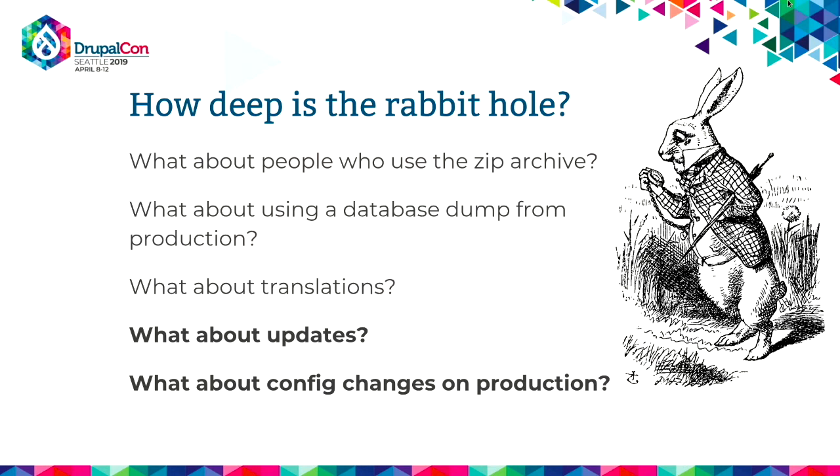The same goes for changes to configuration on production. Especially with configuration in different environments, it's very suggestive that you could have environment-specific configuration on production, and then you change it, and we don't really have any way of dealing with this. You could say, okay, we ignore it, like config ignore does, but then you don't have any way of updating it anymore. We need to find a good solution that takes care of all of this. You're very welcome to come and join the conversation about this.